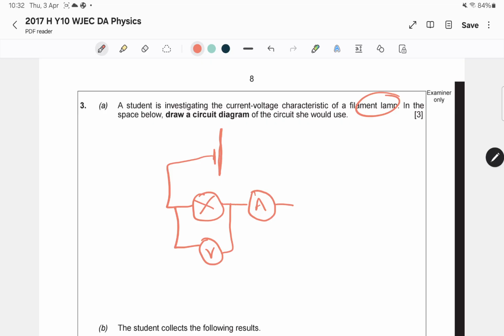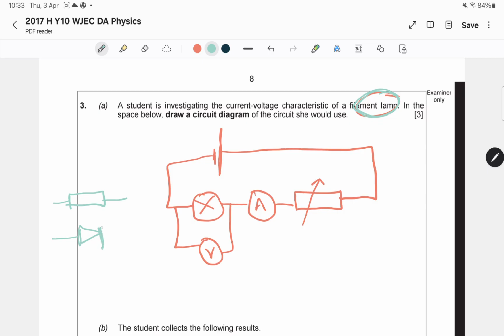And we also need a way of changing the voltage. And the best way to do that is to use a variable resistor. And that will be the circuit. The only thing here that will change is sometimes they may say of a resistor, in which case you draw the resistor there. Or a diode, and the diode is that symbol. And that can replace the filament bulb. But as this question says filament bulb, I'll put a filament bulb there.